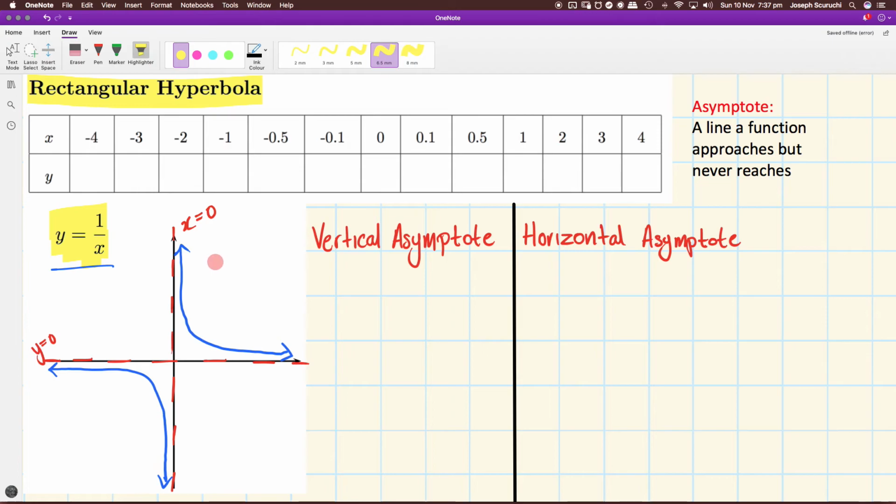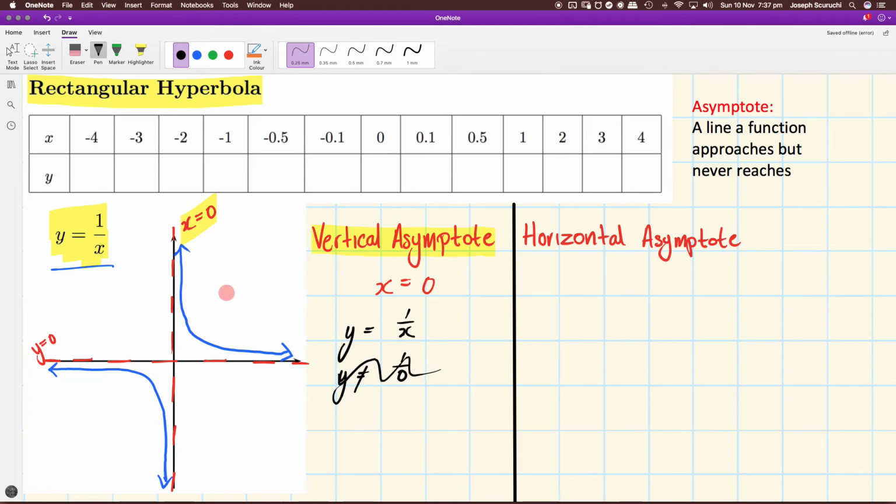Now, how exactly did I know that I had a vertical asymptote at x equals 0? Well, let's explore this for a minute. Let me write out my rule, y equals 1 over x. What would happen if x were to equal 0? Well, I would be left with y equals 1 over 0, and that's undefined. This doesn't work. The world just breaks down. So that can't be the case.